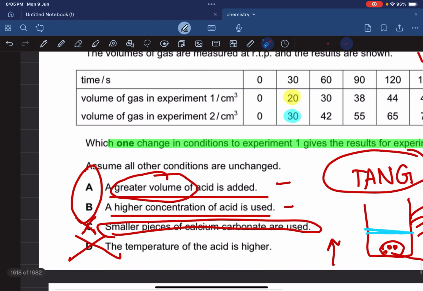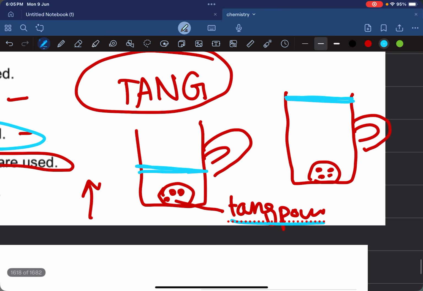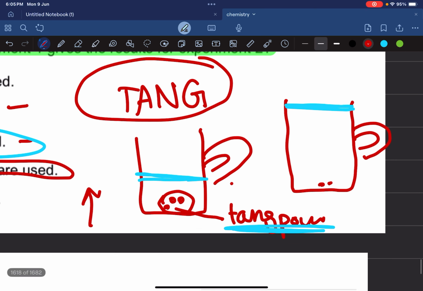So option A is also incorrect. A higher concentration of acid is used. You need to increase the amount of your tang to increase the amount of product. So now if I add 2 teaspoons of tang, even though my volume is the same, that is going to increase. This is another 1 teaspoon addition. That's going to increase the amount of product.